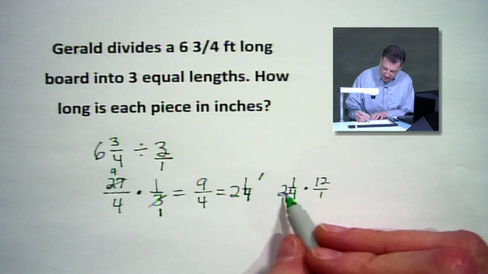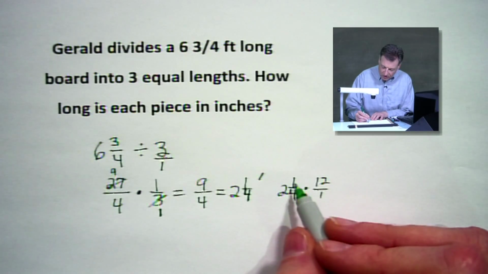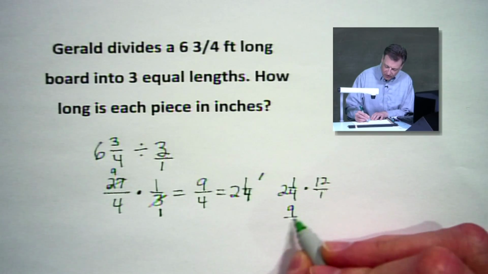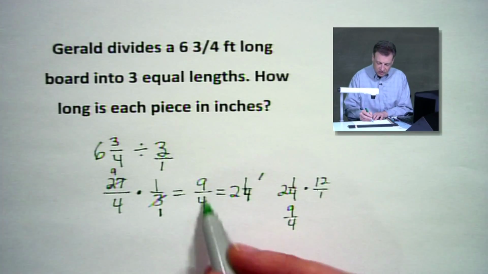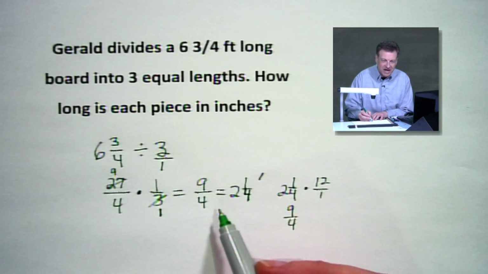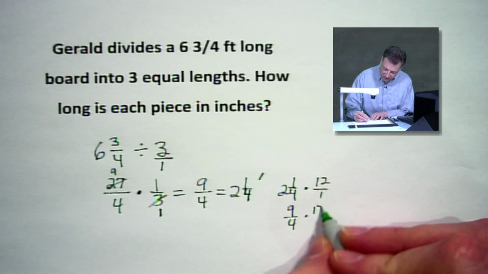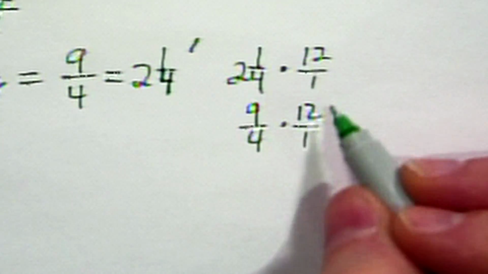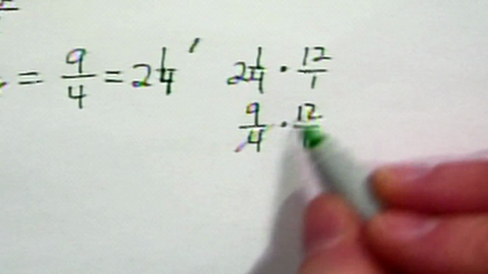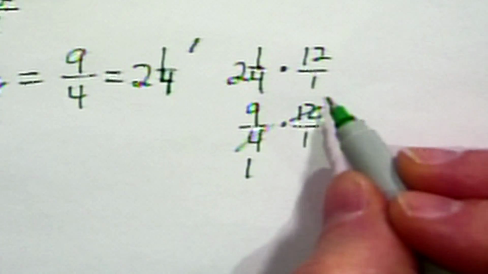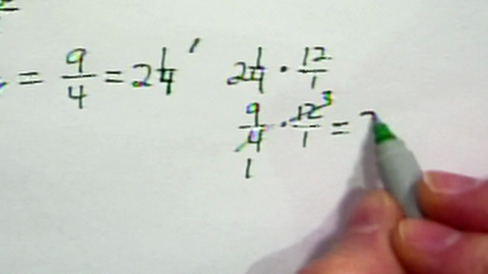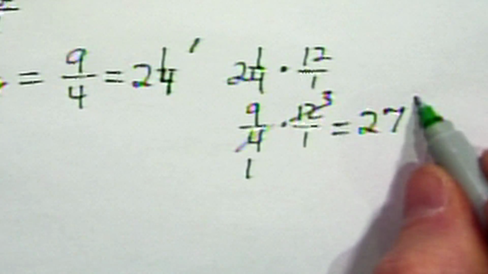All right. So here we go. 8 plus 1 is going to give me 9 over 4. That sounds familiar. That's what we had before we made it 2 1/4. And we're going to multiply by 12 over 1. Let's divide 4 into 4 goes 1 time, 4 into 12 goes 3 times. Guess what we got? Looks like a 27, and those are inches.